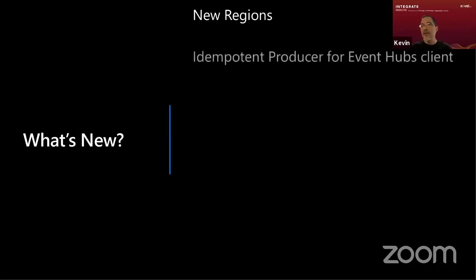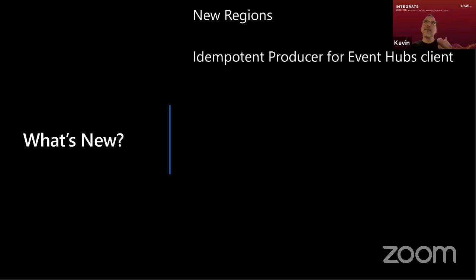So what's new? What are the latest things that we've released in Event Hubs? New regions. I'm not going to list the regions because we are a Ring 0 service. Ring 0 services mean that we're in every region. So anytime an Azure region comes out, Event Hubs will be there. We're in over 55 regions today and growing. As fast as Azure grows, we grow.